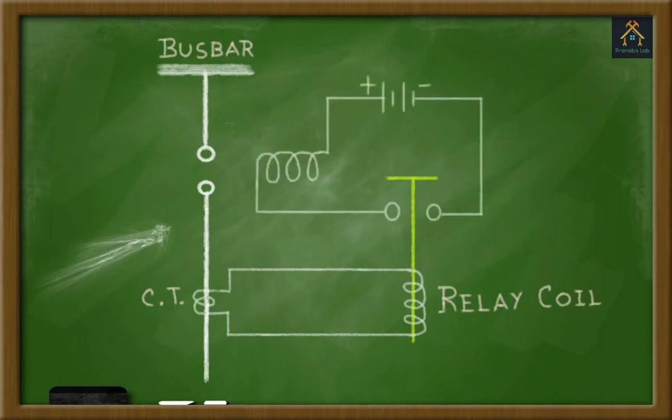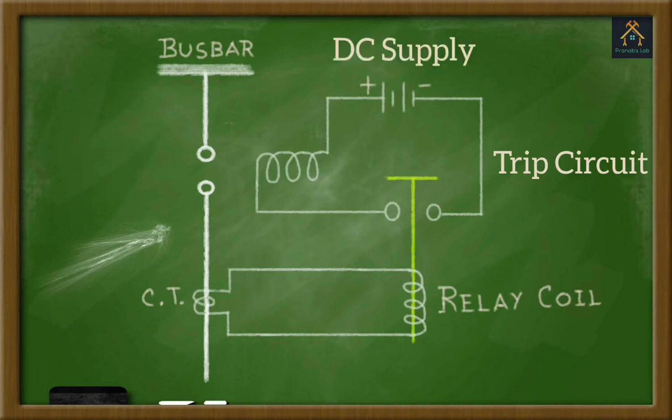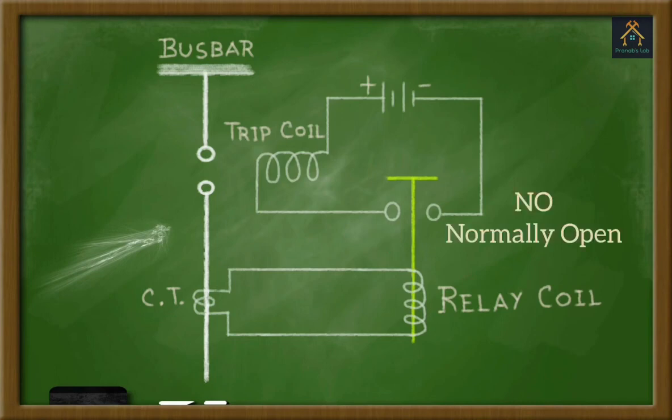Now you can see a separate circuit is drawn just above the relay coil plunger. This circuit is called the trip circuit. The circuit contains a DC power supply from battery, a trip coil and two contacts. The contacts are placed just below the relay coil plunger. The trip circuit can be closed only by the relay coil plunger. Please remember that the trip circuit contacts are normally in open condition.